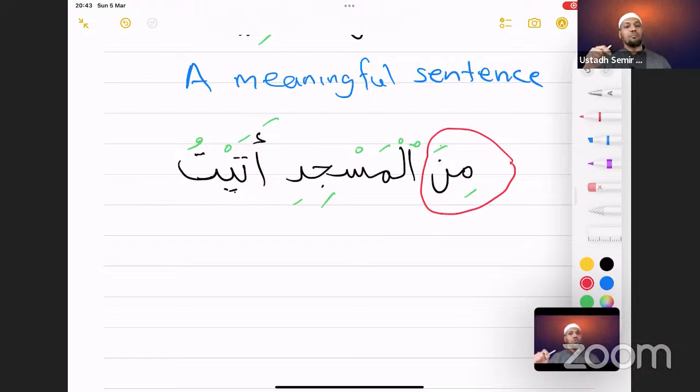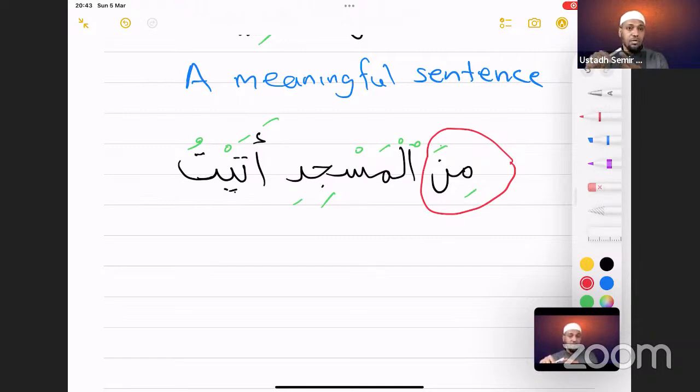Because when it comes to grammatical analysis, when it comes to doing i'rab, you need to analyze the role each word plays within a sentence. Let me say that one more time. When you look at sentences and you want to do the i'rab, the grammatical analysis, you will be looking into what role each word is playing within a sentence. But then the role words play within a sentence differs, isn't it? If we're talking about a verb, what are we looking for?